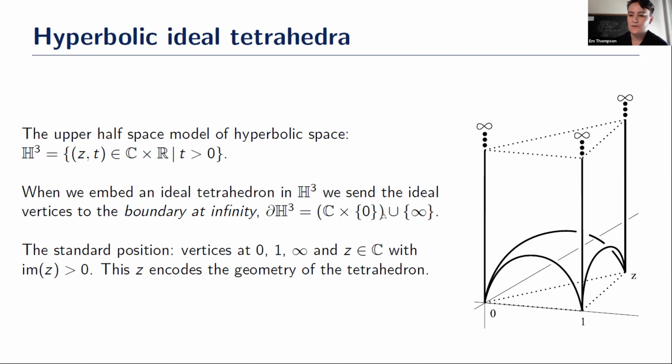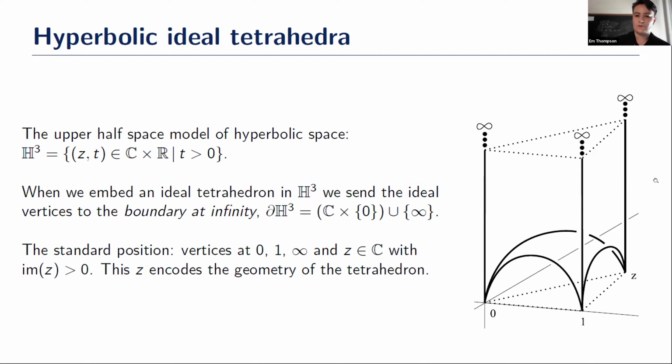So when we want to embed an ideal tetrahedron in this space, as I said earlier, you can think of those vertices as being infinitely far away. So we send them to the boundary at infinity in this upper half space model.